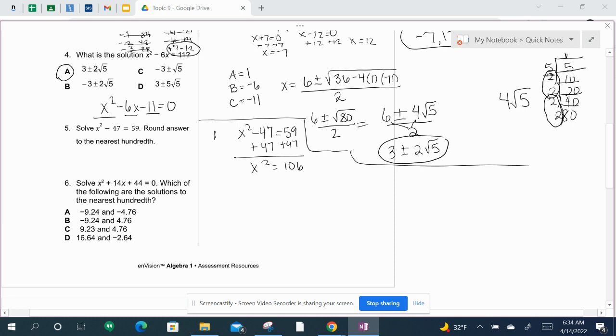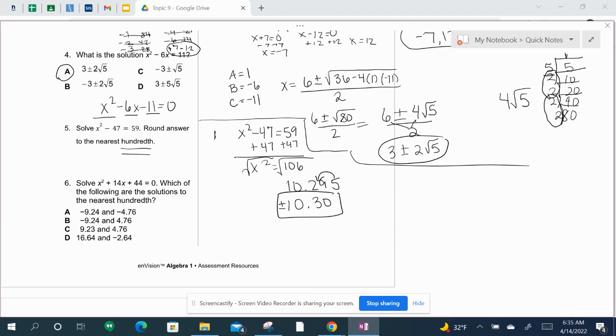Now, I need to read carefully here. It says round my answer to the nearest hundredth, so they're going to be totally fine with decimals here. So I'm going to take the square root and just use my calculator to take the square root of 106. And I get 10.2956. This says round to the nearest hundredth. So 10.295, I go 3 places and that 5 tells me to round up. So this actually becomes 10.30 as my answer. And I don't want to forget, because it's the square root method, I need two answers, so we've got to remember that plus and minus in the front.